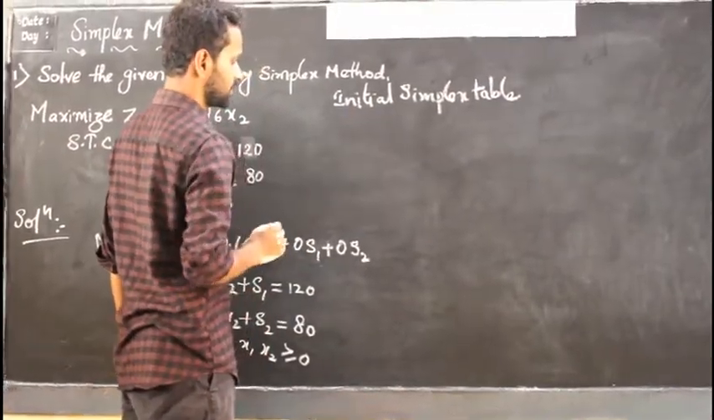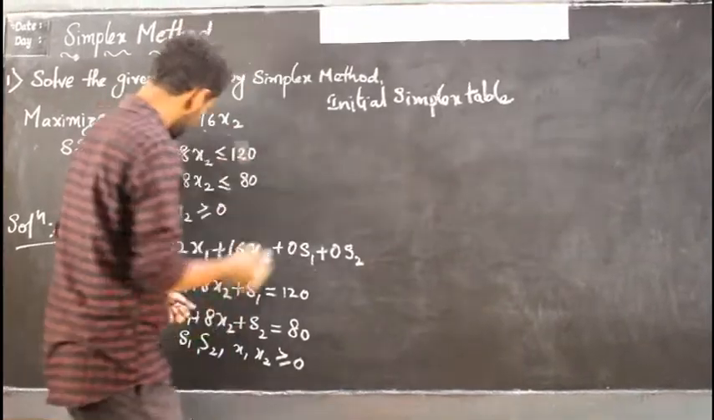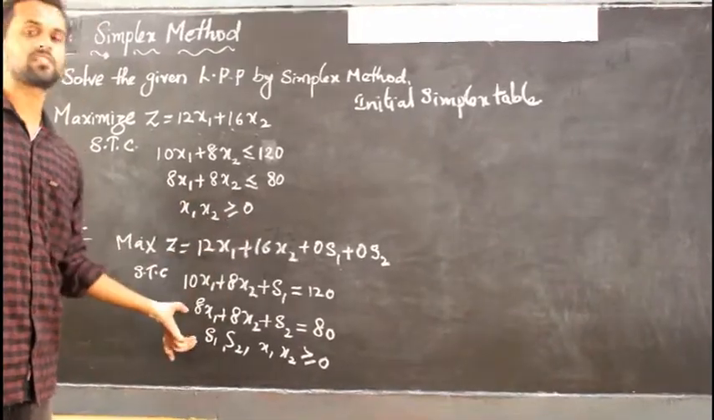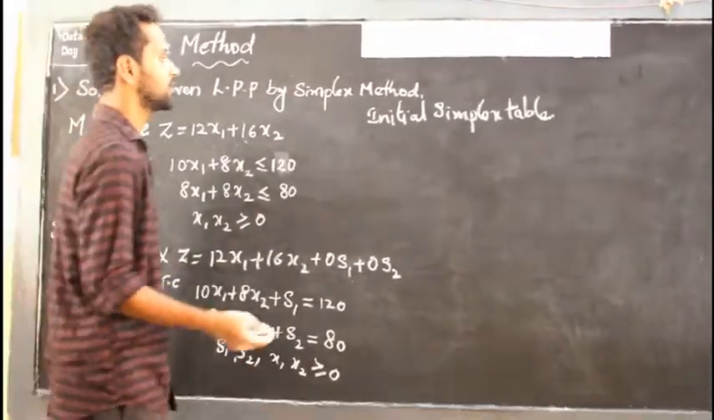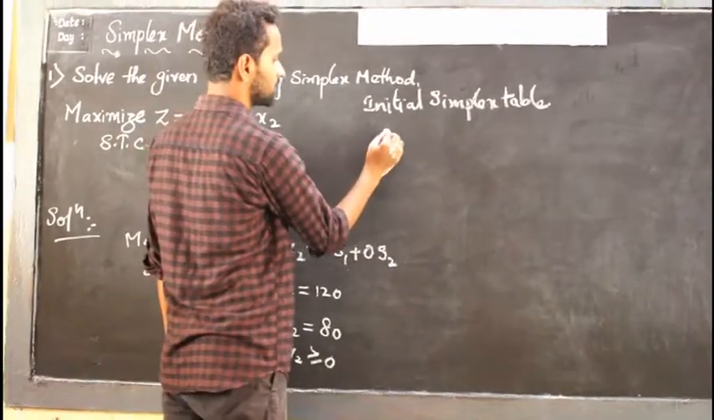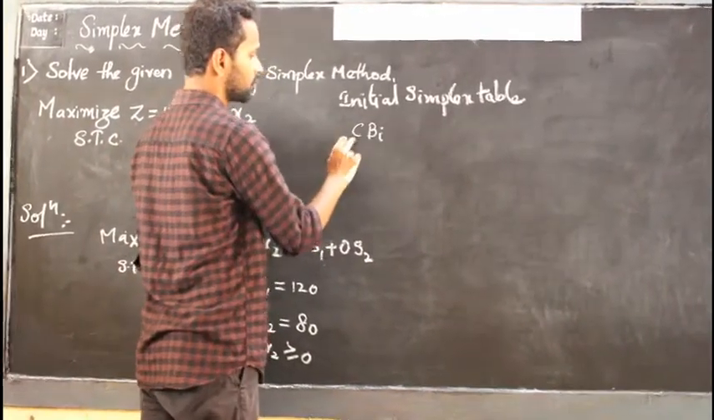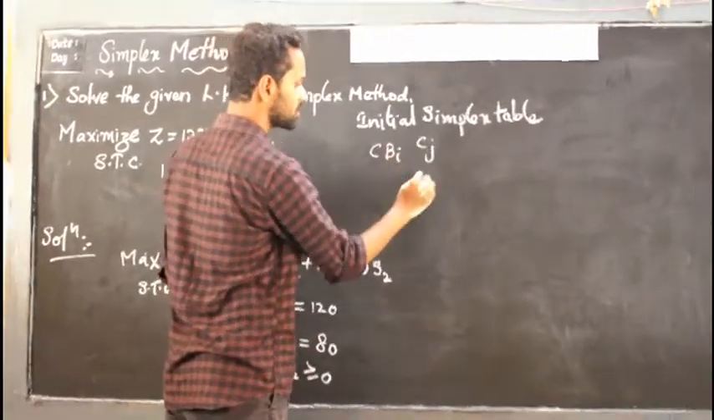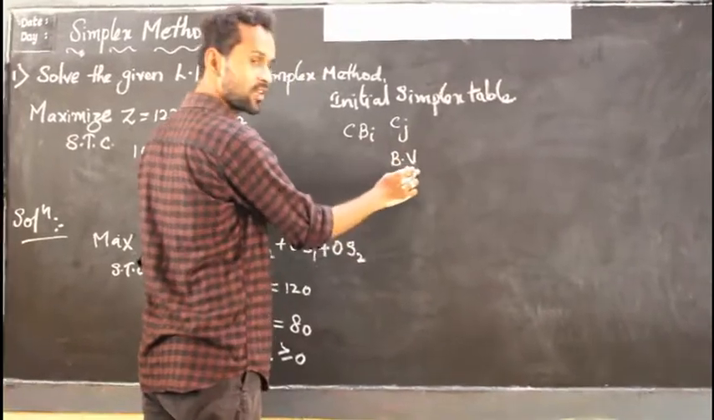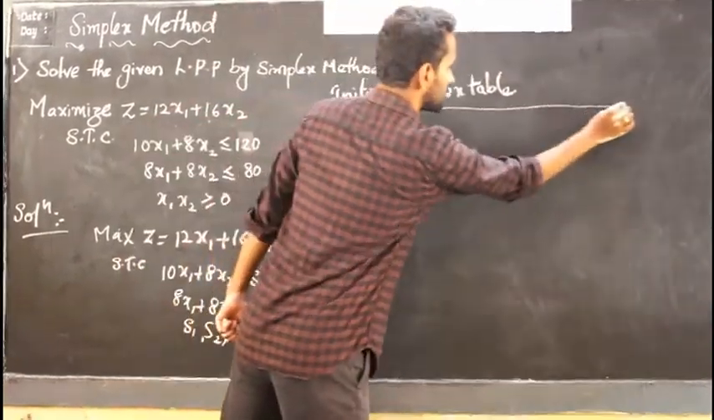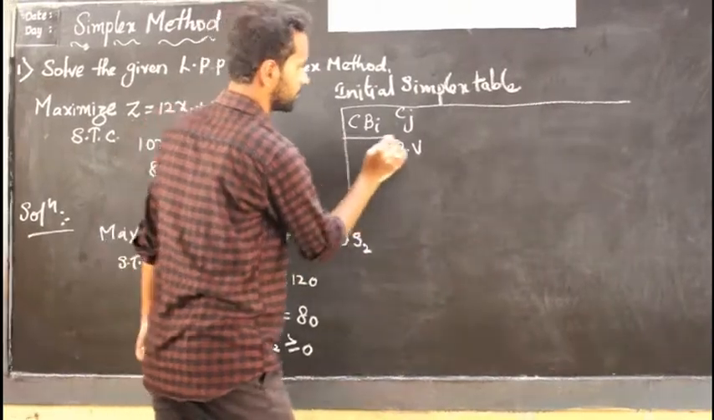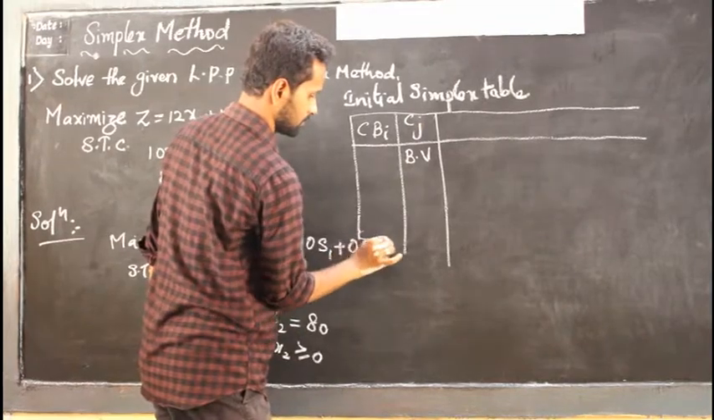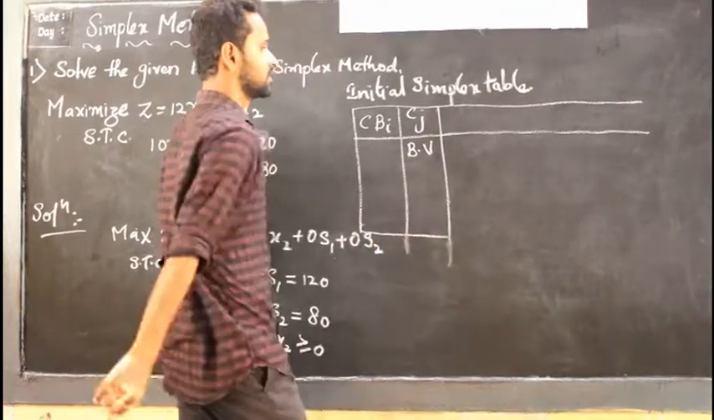How to make the initial simplex table? That is using my variables and the coefficients of the objective function and the constraints. I need to make a simplex initial table first. So I write CB, that means coefficient of basic variables, CJ, that means coefficient of the objective function, and BV, that is called basic variables. I will start on the table.